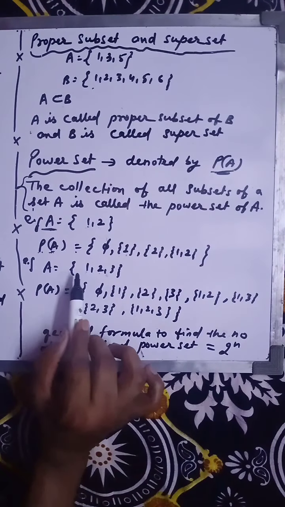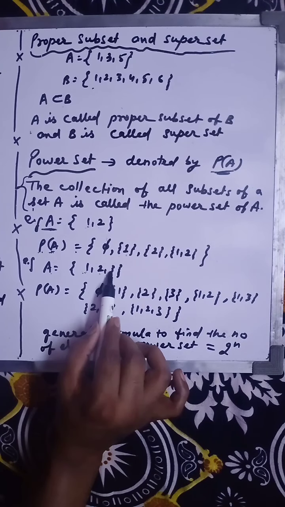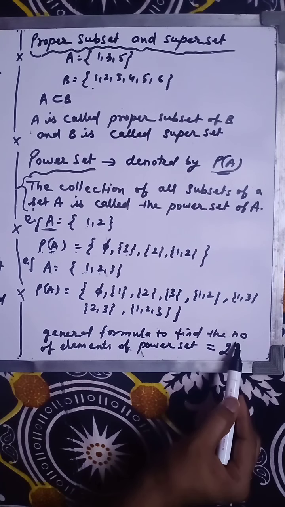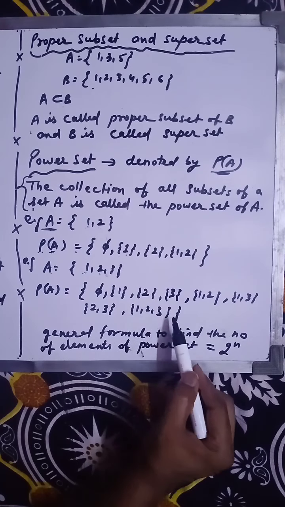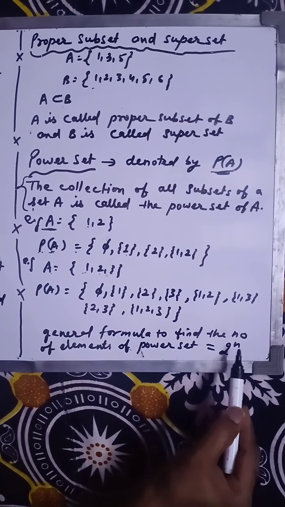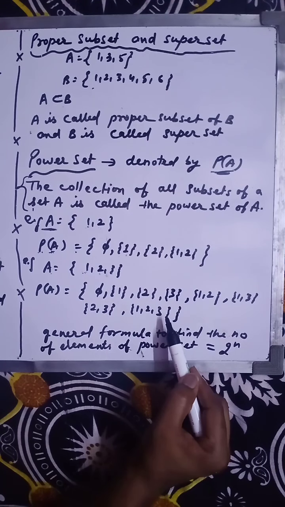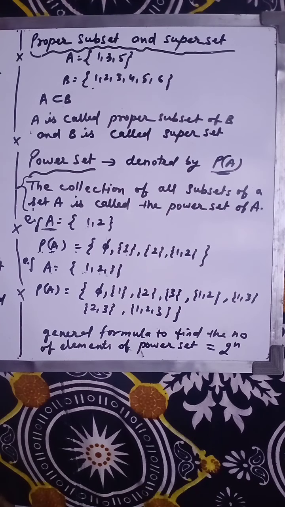Okay, suppose A is your set. It has 3 elements. Then the formula to find the size of the power set is 2 raised to the power 3. That would be 8. So 8 elements are there. If it has 4 elements, you have to write 2 raised to the power 4, that is 16. So 16 elements will come inside the bracket. Okay, so this is how we can find out the power set.